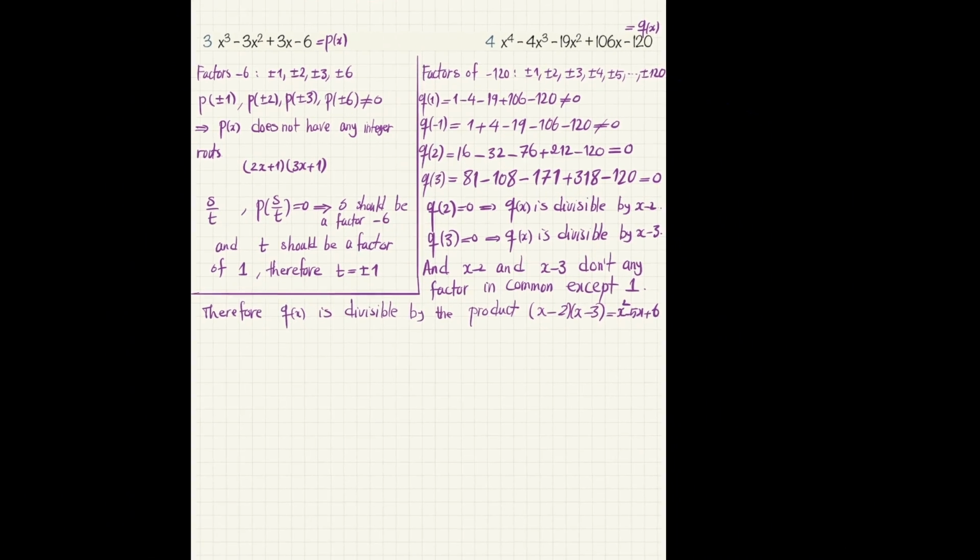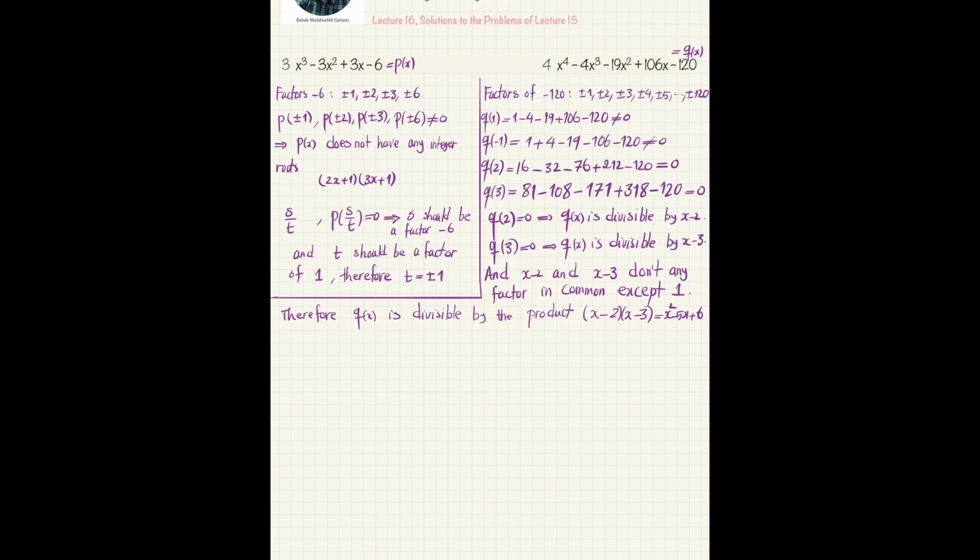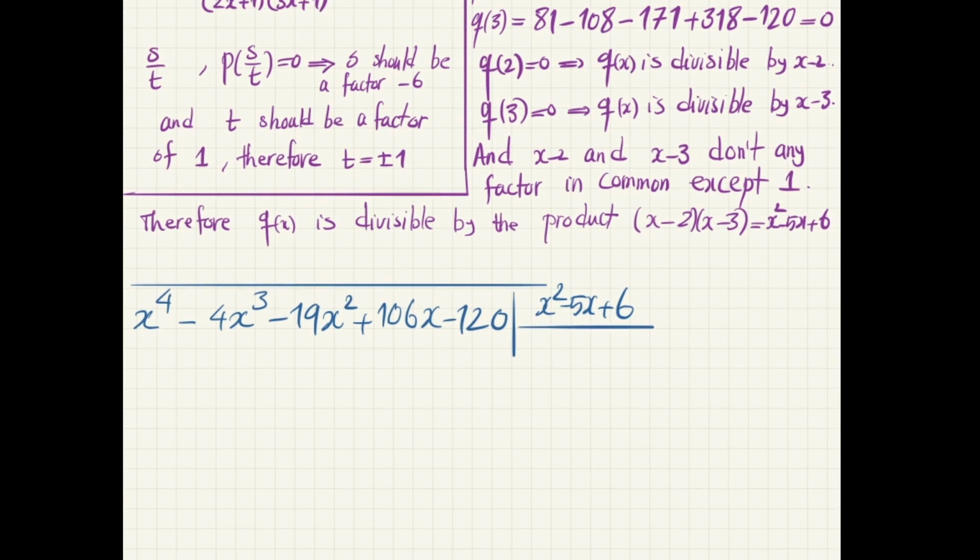Let me write this here, and then I will make it bigger. So I will have x to the 4 minus 4x to the 3 minus 19x squared, and then plus 106x minus 120. And by the way, I can move it a little bit to the left to have enough space. Okay. And then I can divide now by x squared minus 5x plus 6. Now I can make it bigger.